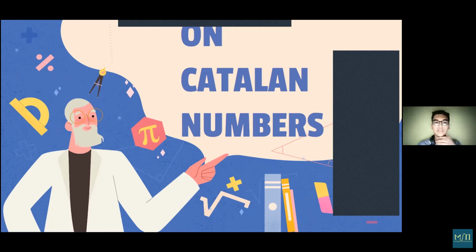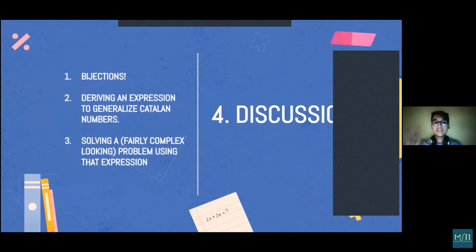So with those out of the way, I'll be moving on to the topics that I'll be discussing in this session. I'll be doing three things. First, I'll be discussing bijections, what they are and how they play out in this entire picture of Catalan numbers. Second, I'll be deriving an expression to generalize Catalan numbers as a whole. And thirdly, I'll be providing a solution to a fairly complex looking problem of combinatorics using the techniques that we discuss in this particular session. And lastly, I'll be leaving the floor open to discussions and I'll try my best to answer your questions.